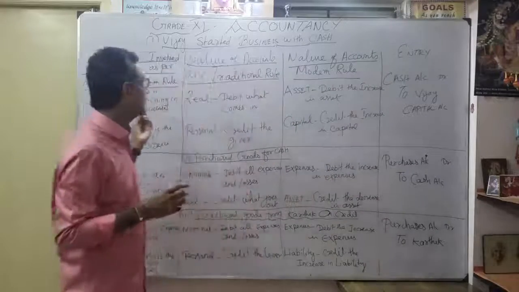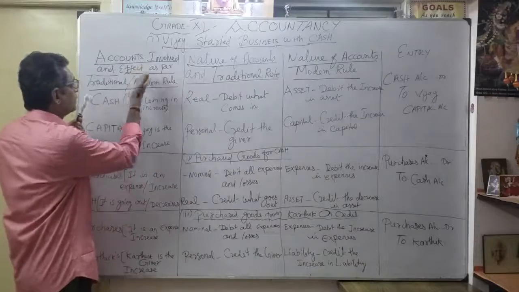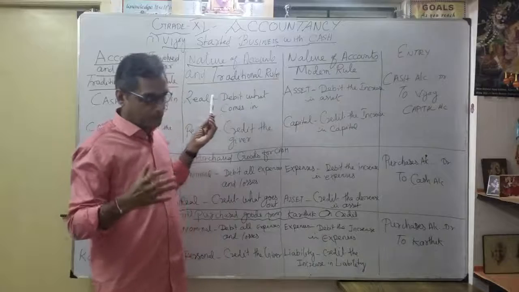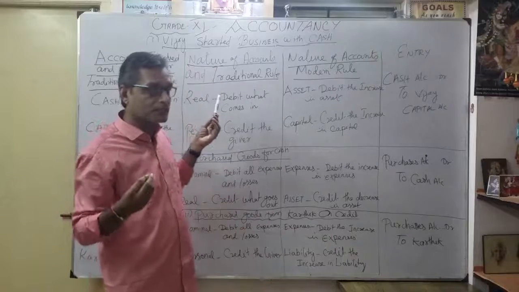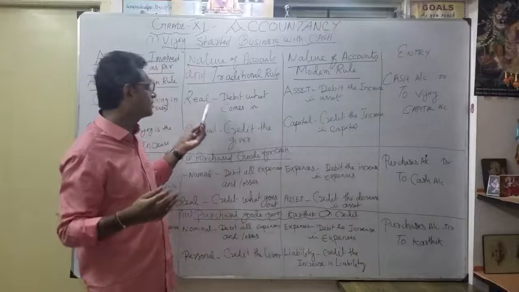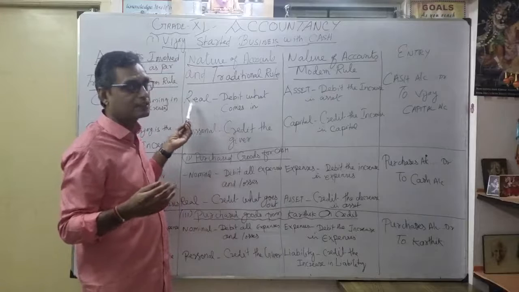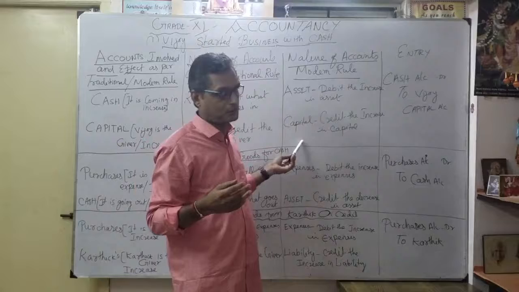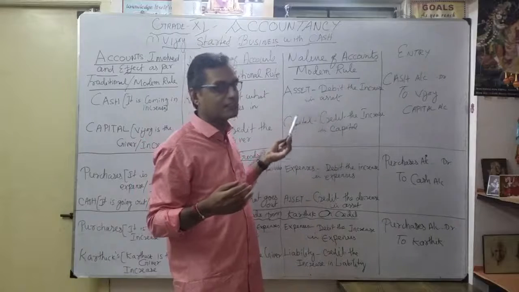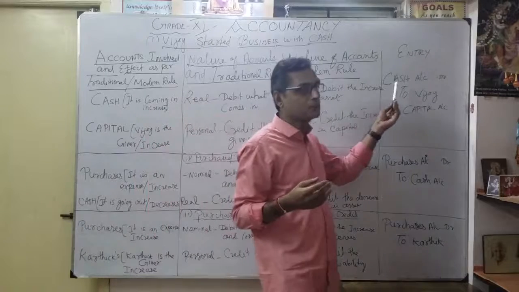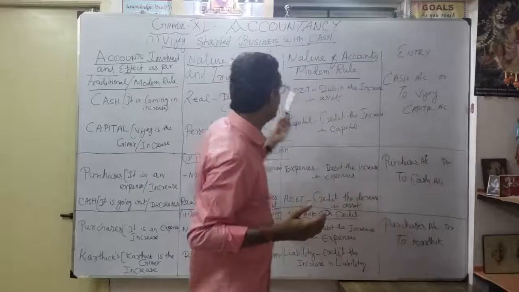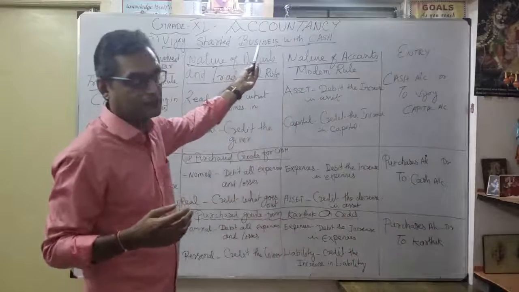We are comparing the effects. What are the effects involved as cash and capital? How do we prepare the journal entry based on that, and how is the entry affected under the traditional rule? You consider real, nominal or personal account. Here it is an asset and a capital account. Asset is increasing, capital is also increasing. So you know the journal entry: cash account debit to Vijay capital account. That is the effect of the first transaction.